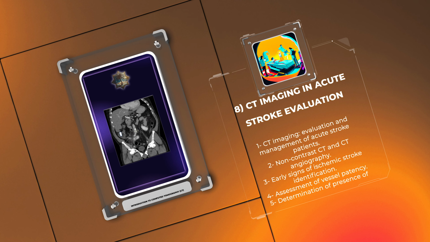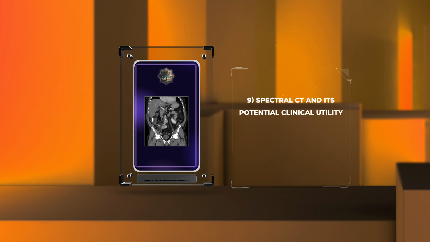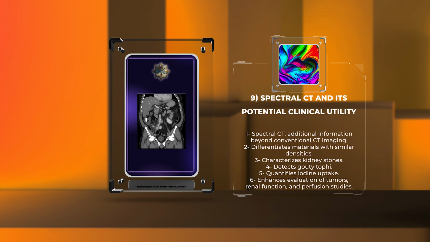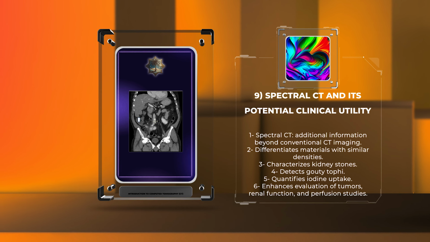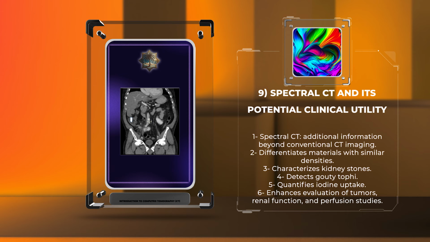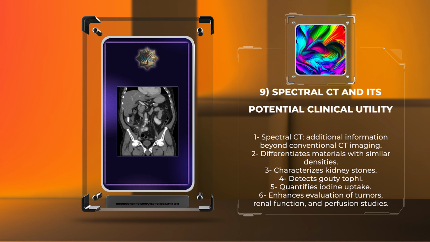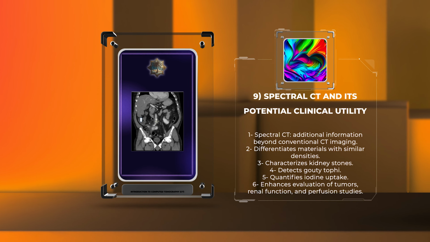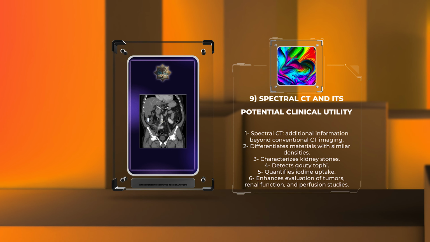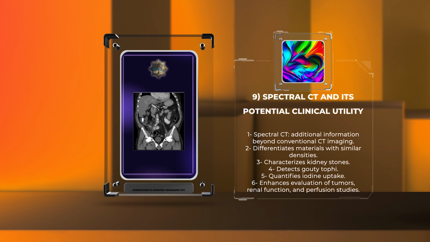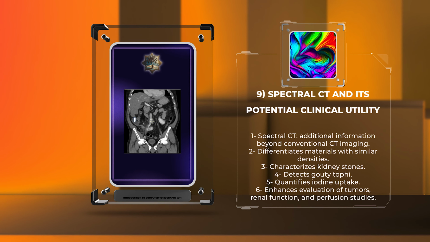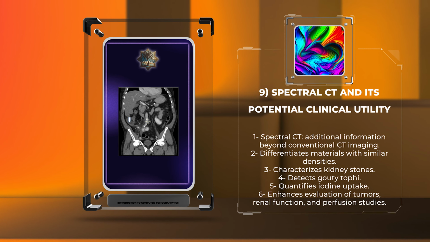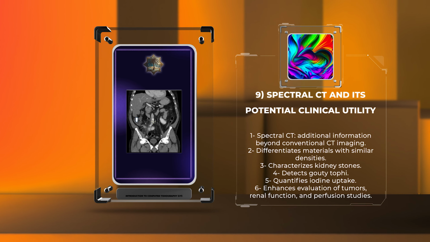Spectral CT is an emerging technology that offers additional information beyond conventional CT imaging. By utilizing two different X-ray energy levels, spectral CT can differentiate materials with similar densities, characterize the composition of kidney stones, and detect gouty tophi. Additionally, spectral CT enables the quantification of iodine uptake, thereby enhancing the evaluation of tumors, renal function, and perfusion studies. The clinical utility of spectral CT is expanding, and further research is being conducted to explore its full potential.